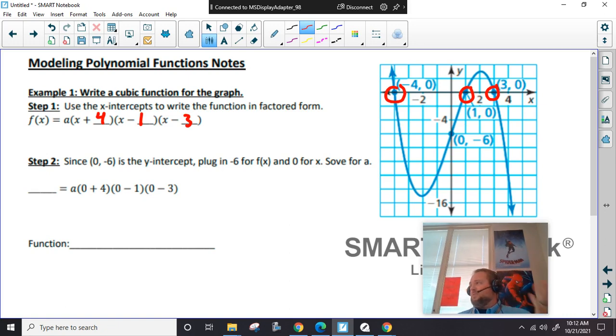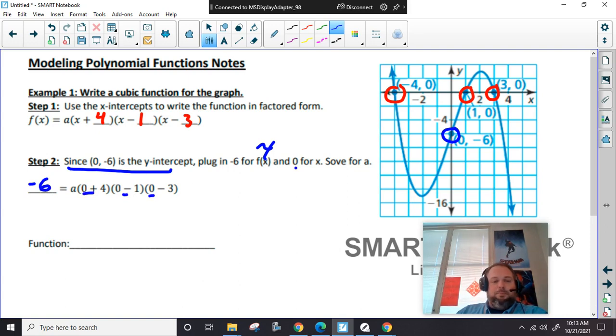Now we have just this one little thing to find, a, right here. This is our y-intercept, this 0, -6. We're going to plug in -6 for f of x, because this is understood to be y. So -6 goes here. And we're going to plug in 0 for x, because if it's on the y-axis, x is 0. And then we solve.